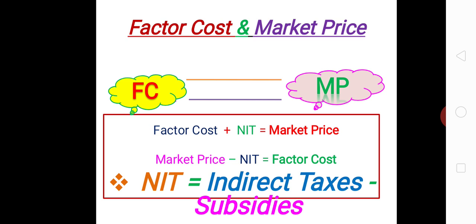So these are the three adjustments. One is gross to net and net to gross. Next is domestic to national and national to domestic. And the third one is factor cost and market price. These are the three basic adjustments.